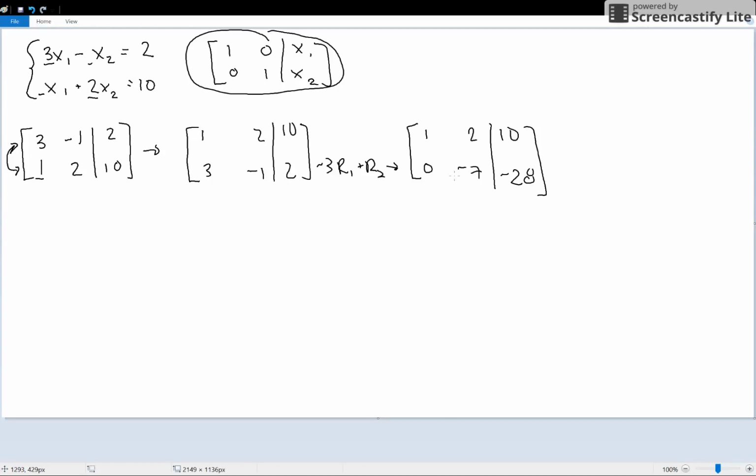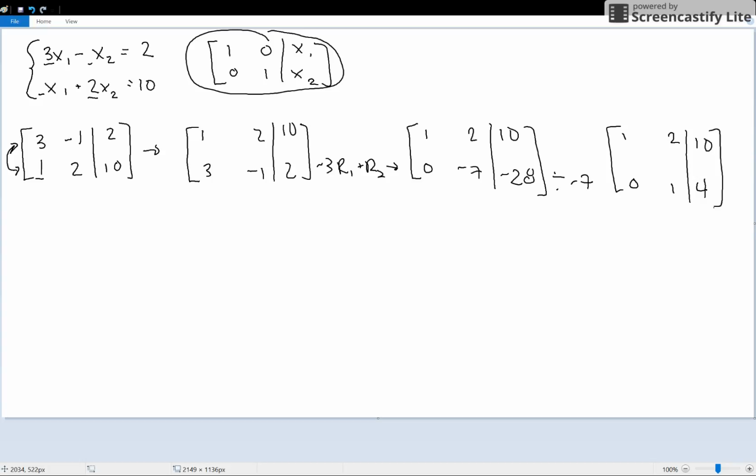Now we can divide this row by -7. This row will stay the same. 0, 1, and 28 divided by 7 is 4.